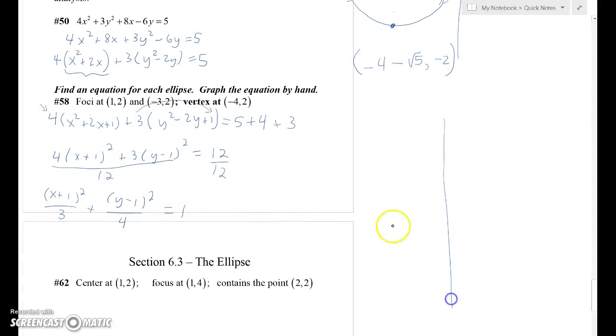So I'm going to draw my ellipse by looking under the x direction, and I see a 3. So I need to go plus or minus root 3 in the x direction. Then in the y direction, I need to go plus or minus 2. Whoops, I forgot about my center. So I need to start from the center, and that looks like it's going to be negative 1, 1.